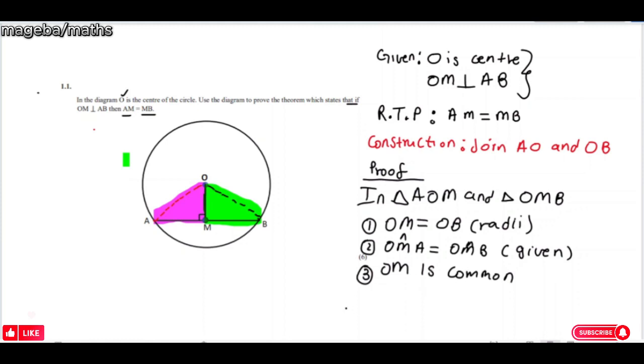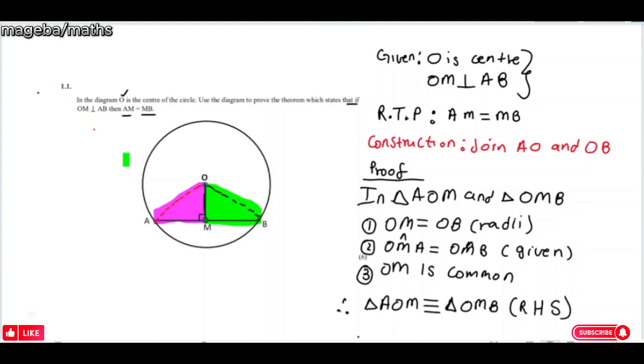Now we can conclude and say triangle AOM is congruent to triangle OMB. Reason being, right angle, hypotenuse, side, and a common side, which is a side. This is the reason that I have when I'm proving this congruency.